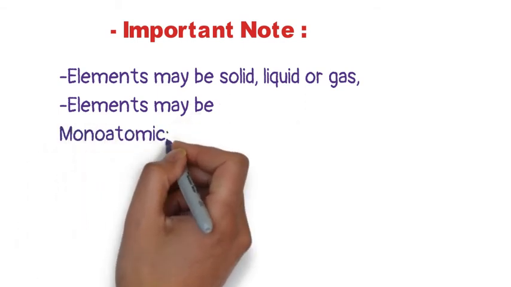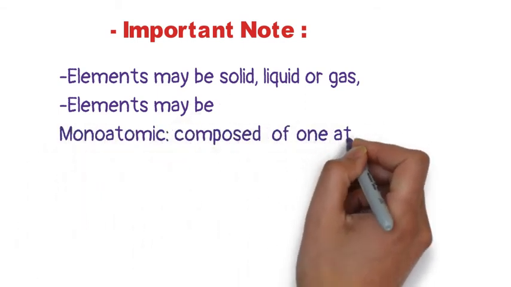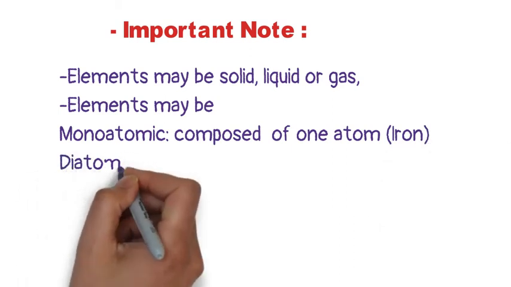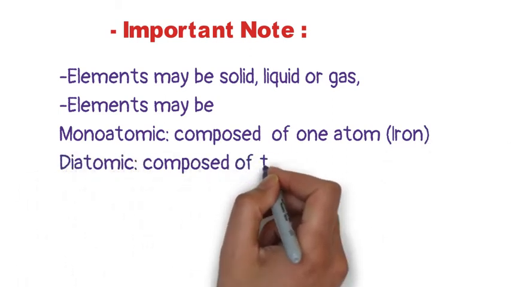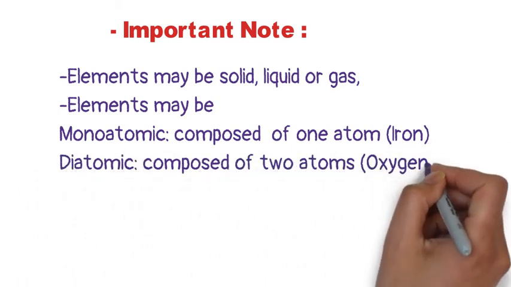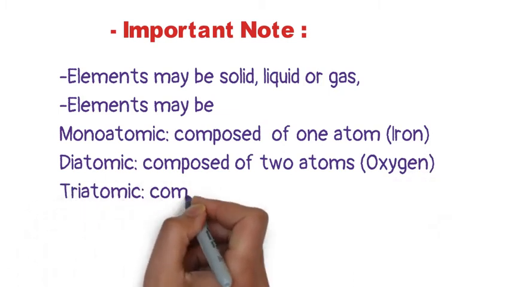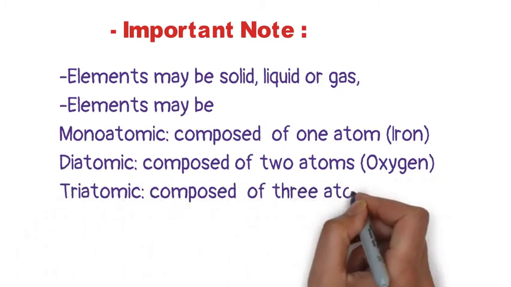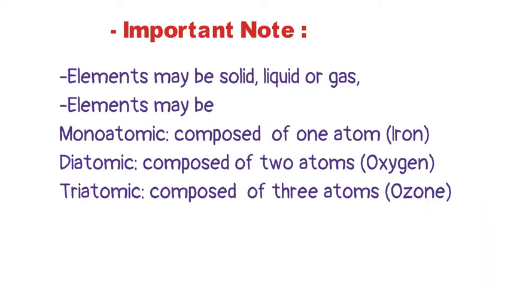What is meant by monoatomic? Monoatomic means it is composed of one atom, like iron. Diatomic means it is composed of two atoms, like oxygen, while triatomic is composed of three atoms, like ozone. Ozone here is composed of three oxygen atoms.